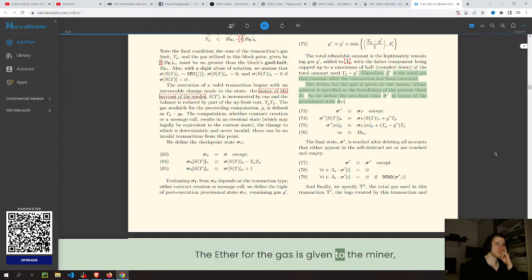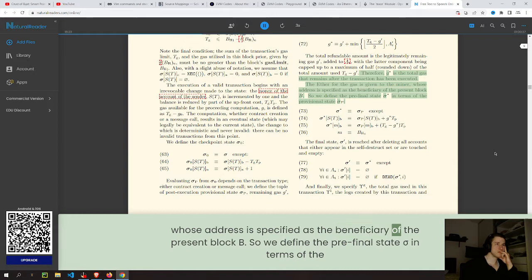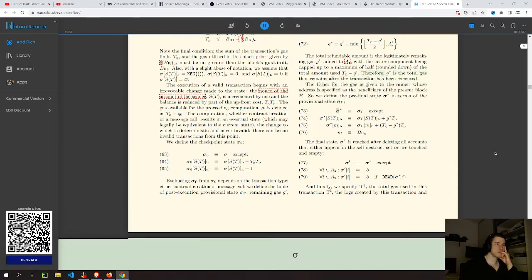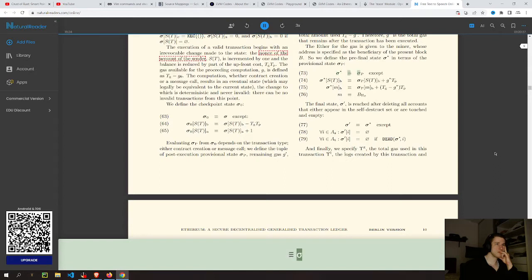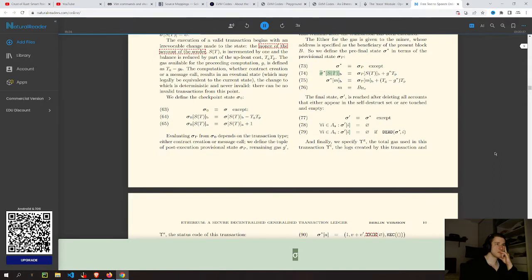The ether for the gas is given to the miner, whose address is specified as the beneficiary of the present block B. So we define the pre-final state σ* in terms of the provisional state σ_P. σ* ≡ σ_P except: σ*[S(T)]_b ≡ σ_P[S(T)]_b + g* T_p, and the miner's balance is increased by (T_g − g*) times the priority fee.